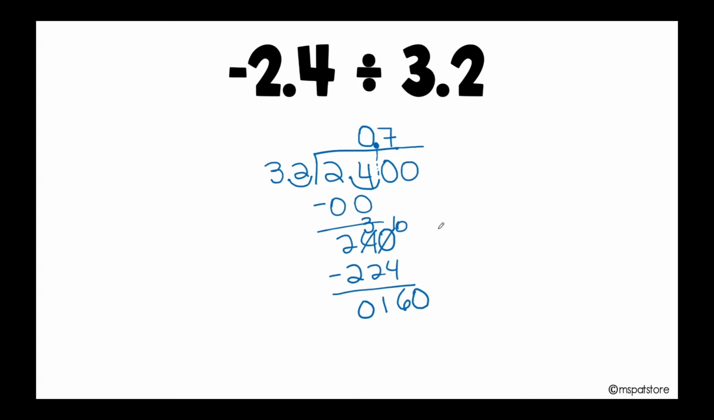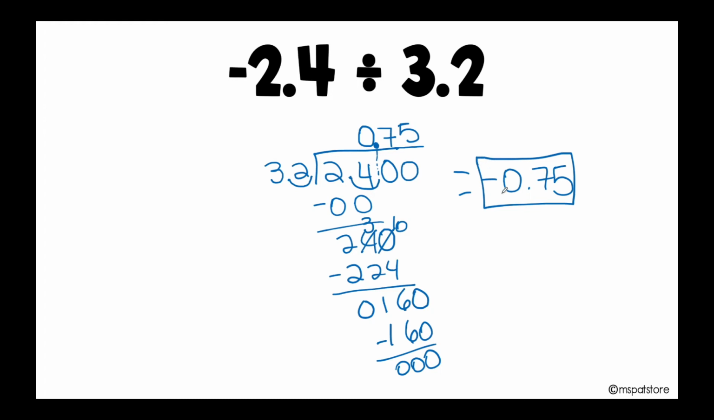160. Let's see. 32 fits into 160 5 times because 32 times 5 is 160. So now I got, there you go, negative 0 and 75 hundredths. You might wonder, hold on, why is this answer negative? Well, I am dividing rational numbers with different signs. This is negative and this is positive. That's why my final answer is also negative.